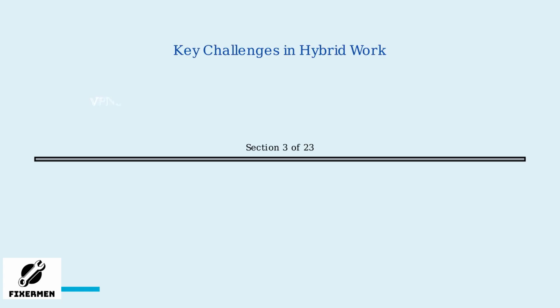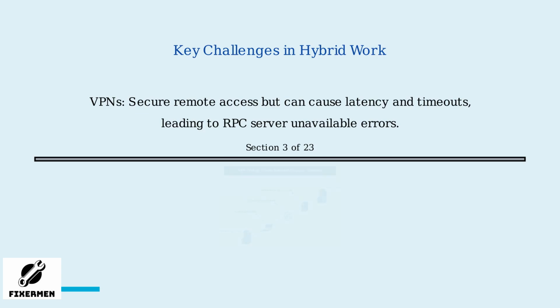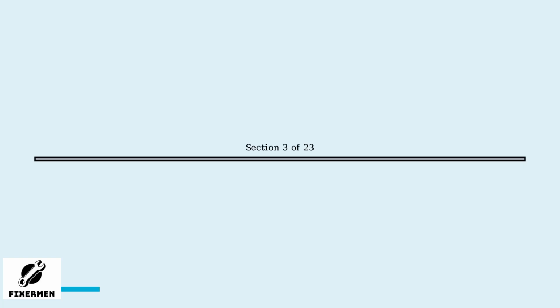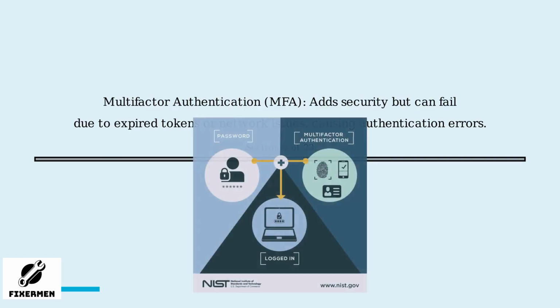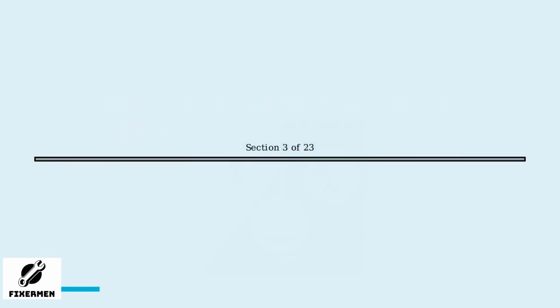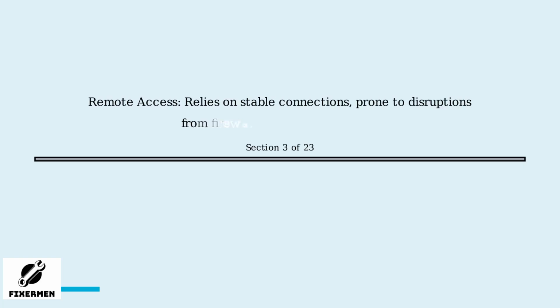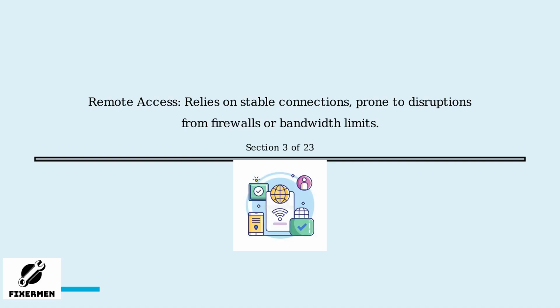Key challenges include VPNs, which provide secure remote access but can cause latency and timeouts, leading to RPC server unavailable errors. Multi-factor authentication adds security, but can fail due to expired tokens or network issues, causing authentication errors. Remote access relies on stable connections but is prone to disruptions from firewalls or bandwidth limits. Stay tuned for solutions tailored to hybrid environments.